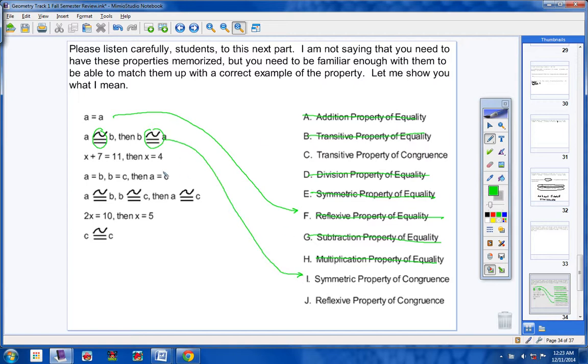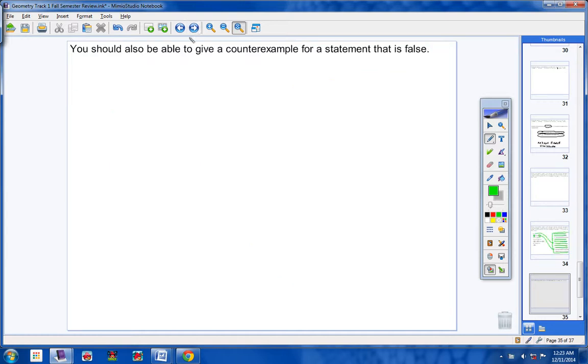Hopefully I've given you some time to copy these down. Now, if you don't want to copy all those down right now, that's fine, but I'm telling you, you're responsible for these properties, okay? Alright, moving on. You can finish these later if you want to, okay? Now, you should also be able to give a counterexample for a statement that is false. So if I give you a false statement and say, write a counterexample, thus proving the statement false, you should be able to do that.